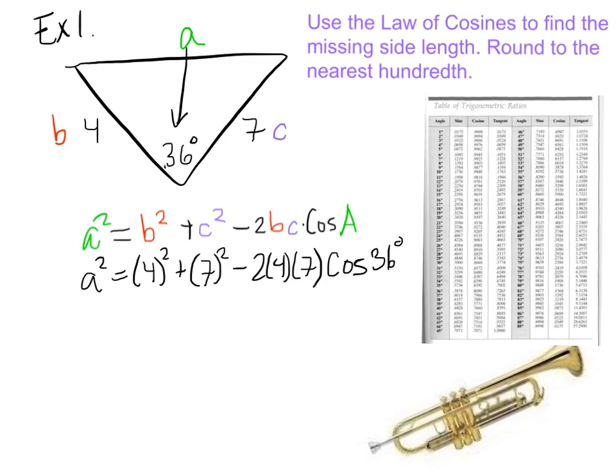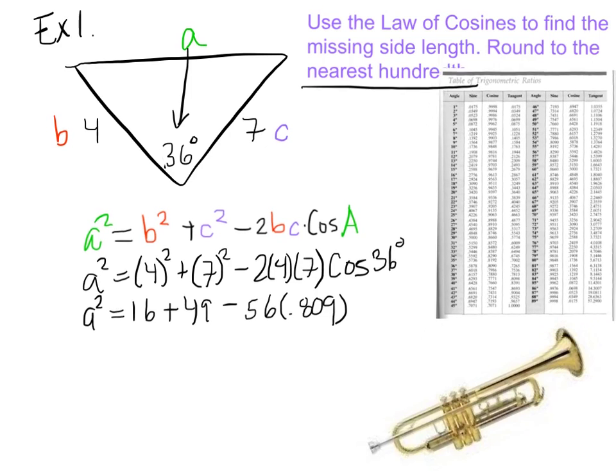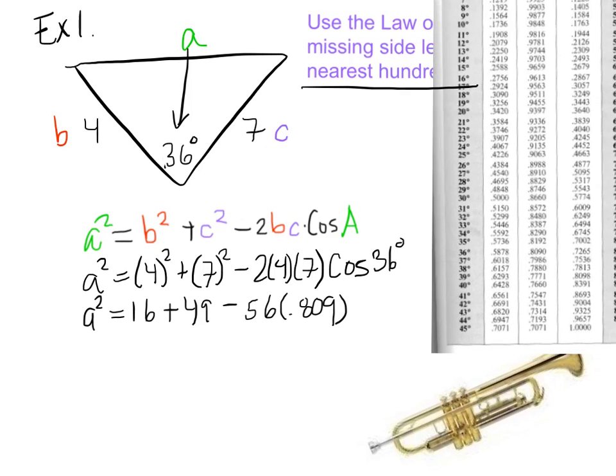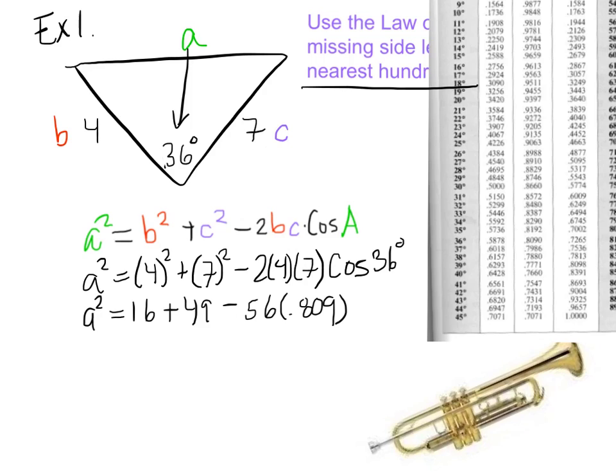Now I know you're thinking to yourself, oh my gosh, I have to round to the nearest hundredth. Well, let's do the math we know. I know that 4 squared is 16. I know that 7 squared is 49. And I know that 4 times 7 is 28, and twice that is 56. And I actually already know the cosine of 36 also. When I look it up in my trig table, it's 0.809. And I can prove that to you right now. The cosine of 36 degrees is right there.